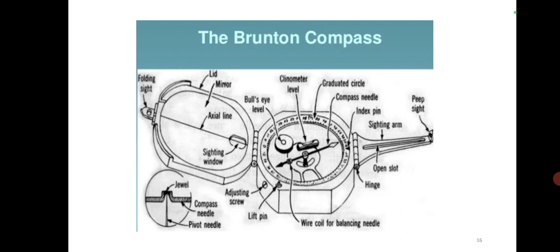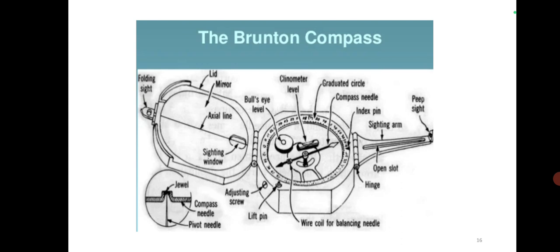It is used for field mapping of geological objects. The dip angle, strike, fold, hinge line, axial trace, axial plane, etc. can be measured using Brunton compass. A variety of the planar and linear structural, sedimentary and stratigraphic geological features, all these can be measured using the Brunton compass. It has three main parts.